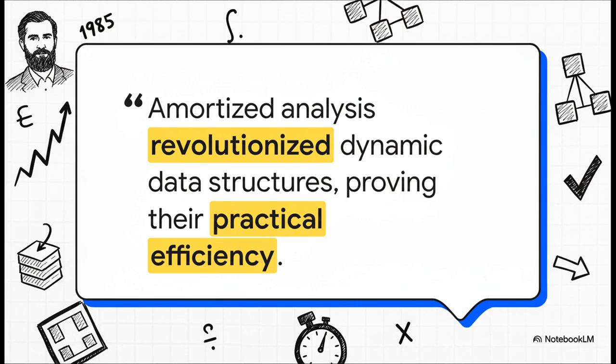And this whole idea is not some new fad. It was formalized way back in 1985 by the brilliant computer scientist Robert Tarjan. This work completely revolutionized how we analyze algorithms because it gave us the mathematical tools to prove that data structures that looked slow on paper were actually incredibly fast in the real world.